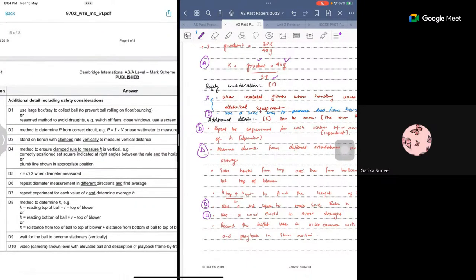Then method to determine H, we did it. So determine, and this is just one point. There are not 2 points. So I took two, but it was just one. Then it says wait for the ball to bounce stationary. I did not write it. And video camera I wrote, so that I just did.